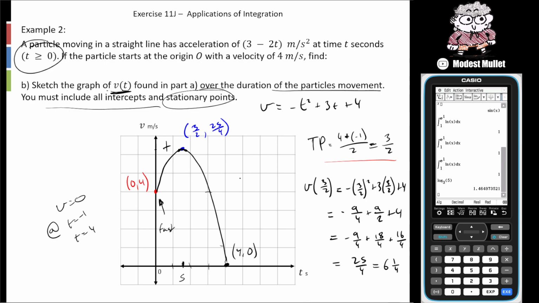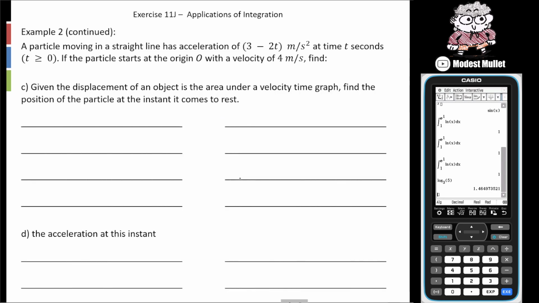Cool. So that's really handy, just having a context of the problem. As soon as you get the graph, actually have a look at it and think, what does this mean? What can I know? What story-wise? Okay, let's keep going. The particle moving in a straight line has an acceleration, and so on. So given the displacement of the object is the area under a velocity time graph, find the position of the particle at the instant it comes to rest.